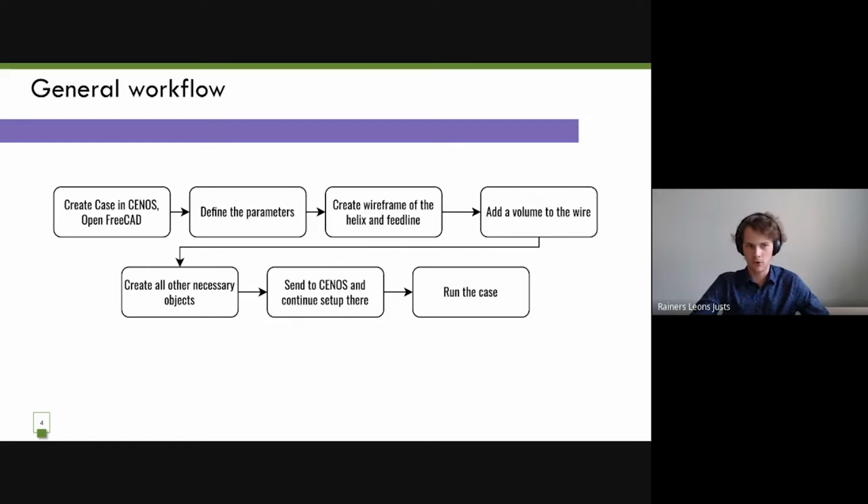The general workflow is to open up CENOS and open up KiCad, define the parameters, and create a wireframe of the helix and the feed line. Then we'll add the volume to the wire using the tools that I mentioned in KiCad. Then we'll create all the other necessary objects, such as the ground plane and the dielectric for the coaxial connector. Then we're going to send all that geometry to CENOS and continue the setup there. And then finally, we're going to be running the case.